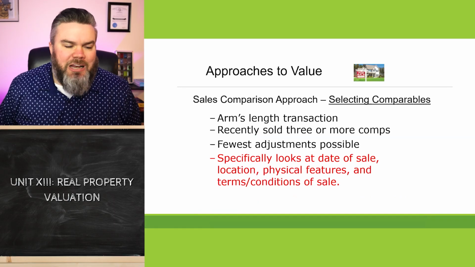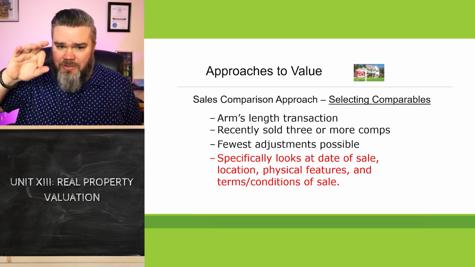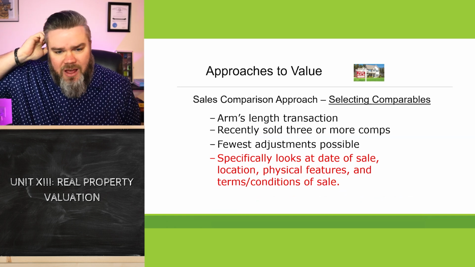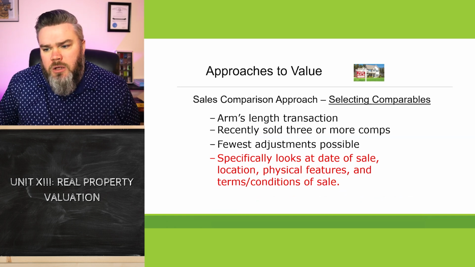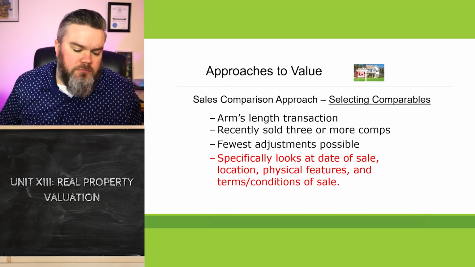And then, of course, minimum, we have to select 3 comps. Okay, that is very testable. You got to have at least 3, no more than 5. 6 is too many. So 3 to 5 comps is what we're looking at. And I said we want to make the fewest adjustments possible.